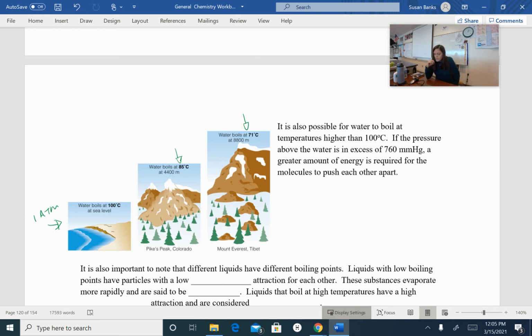So, it's also possible for water to boil at temperatures higher than 100. I just need to raise the pressure. If the pressure above the water is in excess of 1 atmosphere or 760 millimeters of mercury, a greater amount of energy is going to be needed to get that vapor pressure even higher, to push those molecules apart and allow them to vaporize.